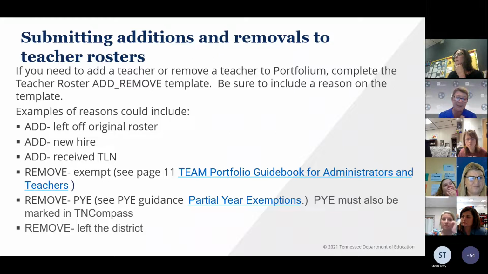Lately, a very common one that I've gotten this week is the teacher just received their TLN, that's their license number. So those teachers that you couldn't roster at the beginning because they didn't have a license, as they start coming in, they're not new. They weren't left off by accident, they were left off intentionally. They didn't have a license. So you need to add them as those come in.